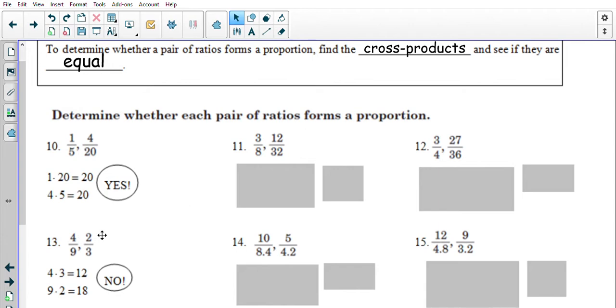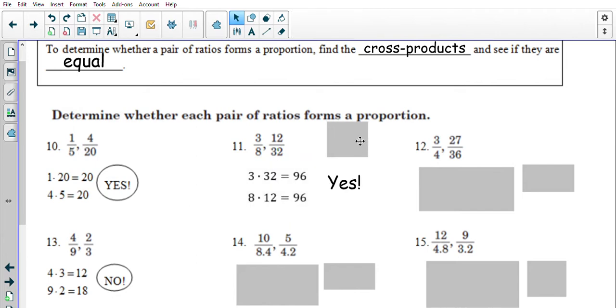So let's take a look at number 11, which is actually number 9 on your paper. We've got 3/8 and 12/32. So one way to figure out if these form a proportion is to take 3 times 32 and 12 times 8 and see if those products are equal. They are. So these will form a proportion, meaning the two fractions are equal to each other. So pretty straightforward. Do you have to cross multiply to figure that out? No. You could actually just simplify 12/32 and see that it simplifies to 3/8 and you're good to go.